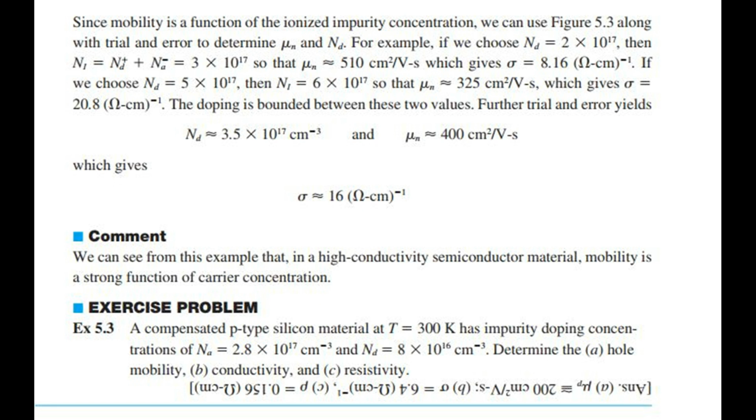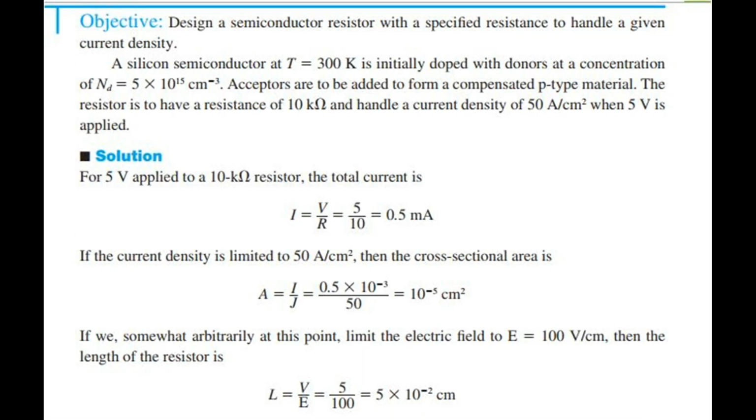Objective: design a semiconductor resistor with a specified resistance to handle a given current density. A silicon semiconductor at T equals 300 K is initially doped with donors at a concentration of N_d equals 5 times 10^15 per cubic centimeter. Acceptors are to be added to form a compensated p-type material. The resistor is to have a resistance of 10 kilo-ohms and handle a current density of 50 amperes per square centimeter when 5 V is applied. Solution. For 5 volts applied to a 10 kilo-ohm resistor, the total current is the following.